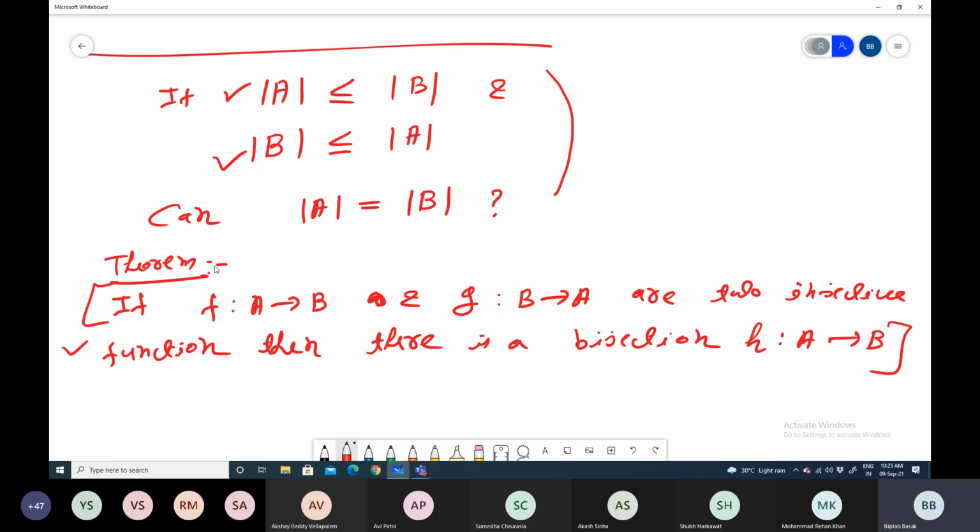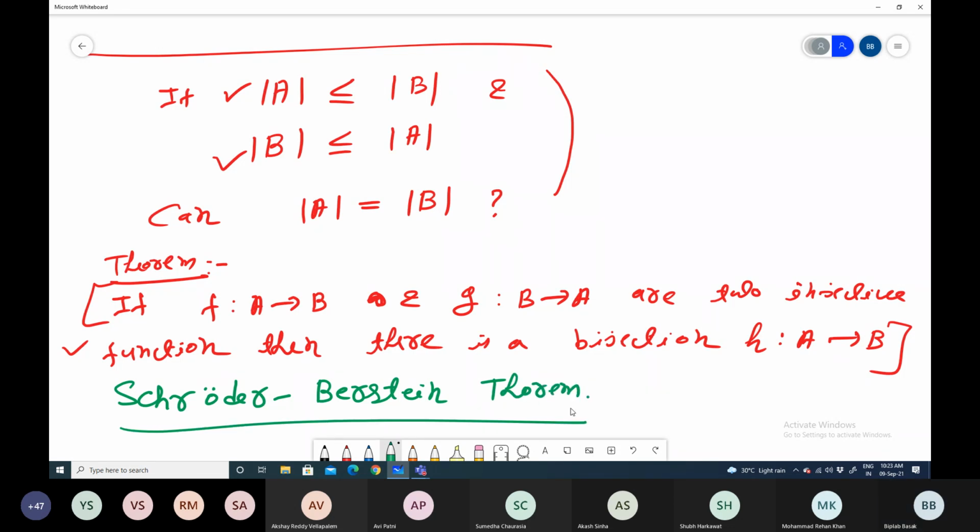Okay, so this is a big theorem, and people have actually proved it. This theorem is a famous theorem. Its name is the Schroeder-Bernstein theorem. So now they prove this theorem.